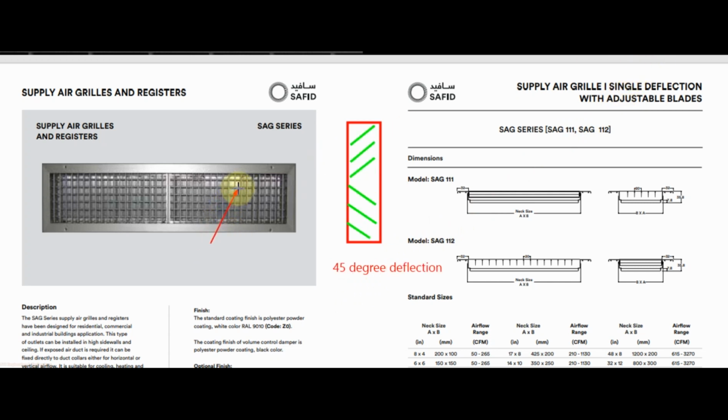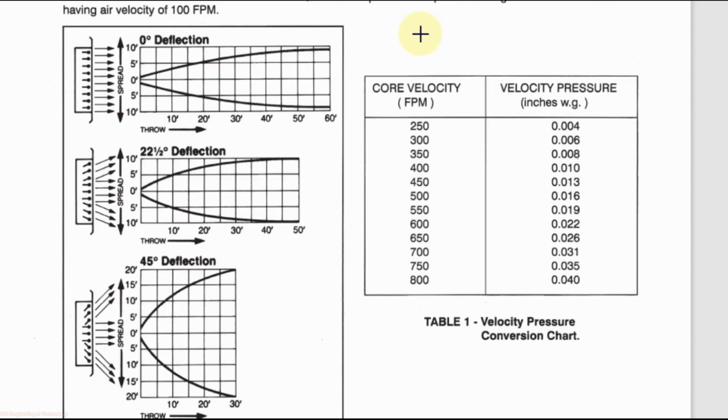If the horizontal blades for a supply air grill or resistor are bent at 45 degrees like this in this section, then we call it a supply air grill with 45 degree deflection, and it has a shorter throw than 22.5 degree deflection or 0 degree deflection. You can see in this picture, when we are using a grill at 0 degree deflection, it has the longest throw. When we use 22.5 degree deflection, the throw becomes shorter, and when we use 45 degree deflection, the throw becomes almost half of the grill at 0 degree deflection.